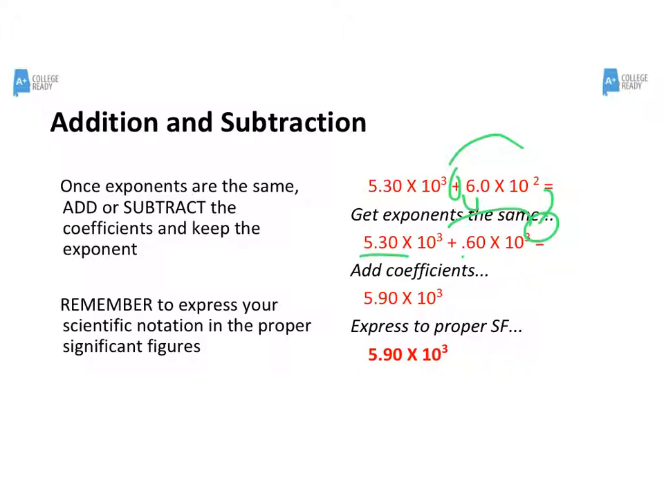Simply add up these two coefficients to get 5.90. Carry down the exponent. I have expressed it to the proper significant figures because I have 1 place past the decimal here, 2 places past the decimal here, and so in reality, I should probably cross out that 0 so that we have 5.9 times 10 to the third.